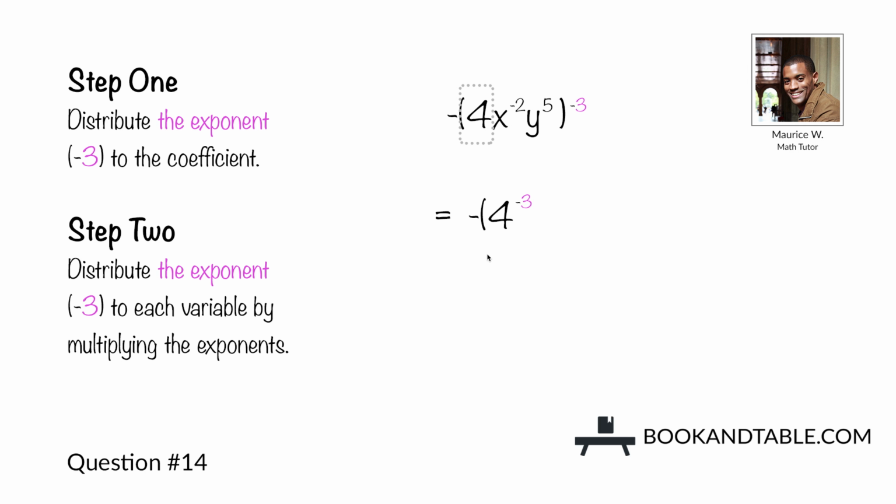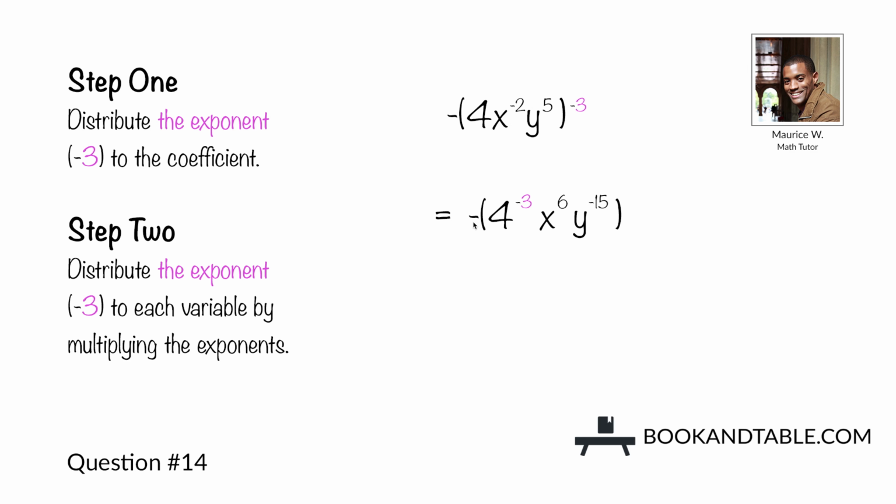Step 2, distribute the exponent -3 to each variable by multiplying the exponents. So we distribute the -3 to our x term by multiplying the exponent -2 times -3, giving you x to a power of -2 times -3, which is positive 6. Our y term, we have an exponent of 5. Multiply that by the exponent -3, and you get y to the -15.